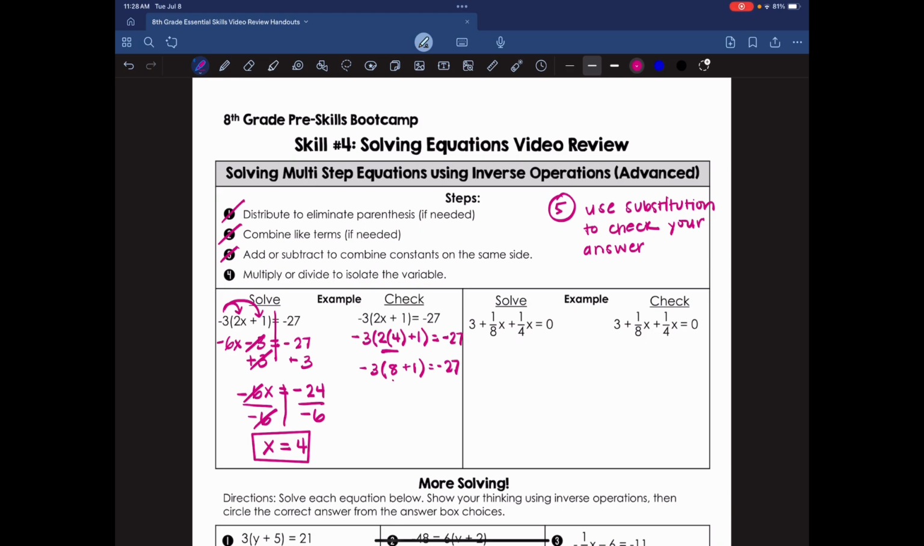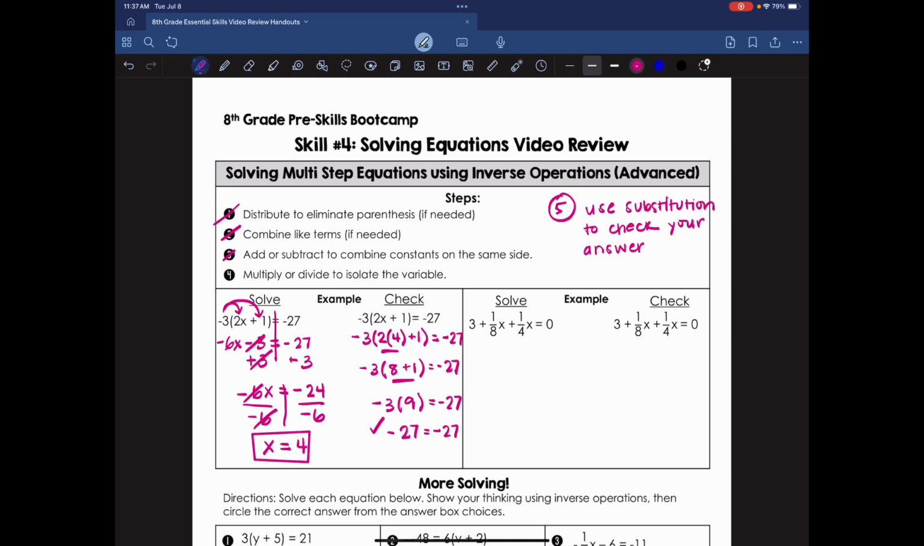I still have parentheses, so I'm going to add here. Negative 3 times 9 equals negative 27. And 3 times 9 is 27, and a negative times a positive is also negative. So we've just checked and verified that our answer of 4 is correct.